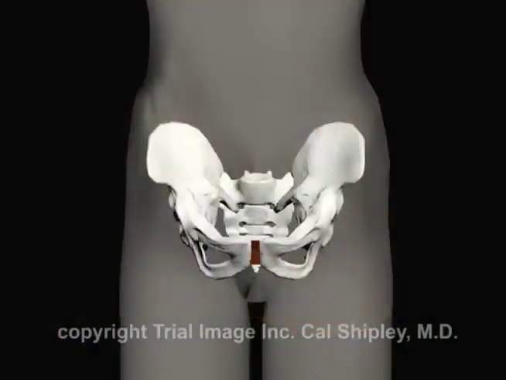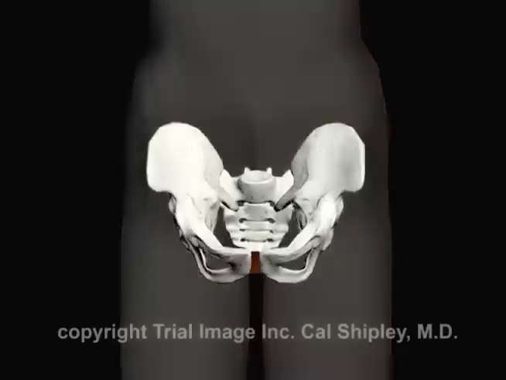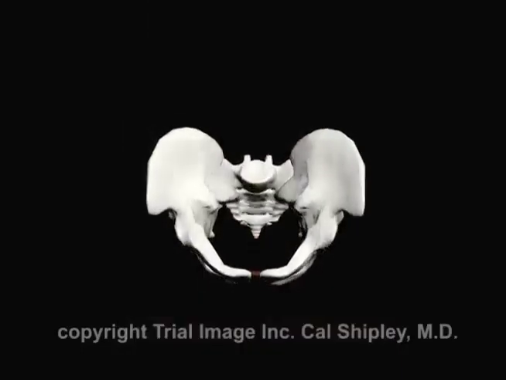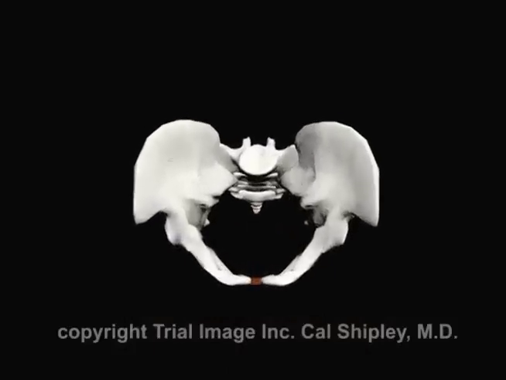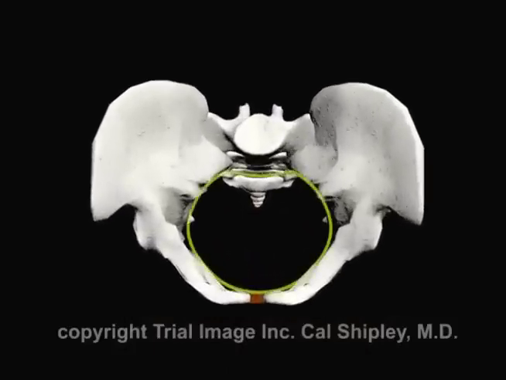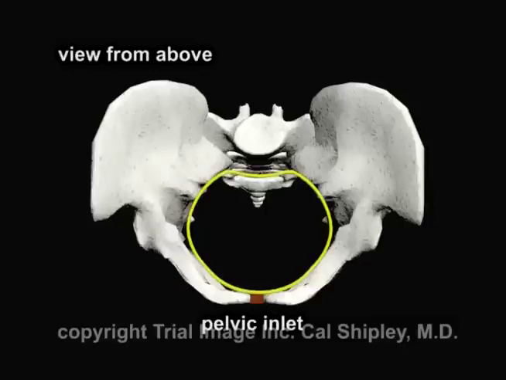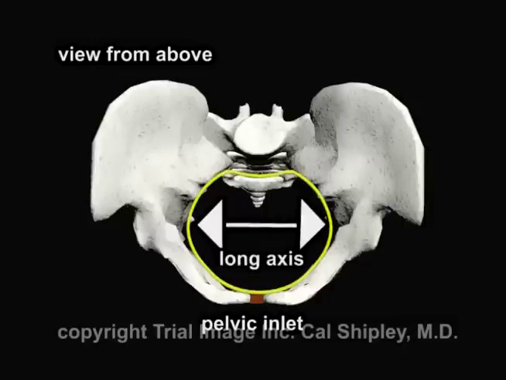In relation to how the cardinal movements facilitate passage of the fetus through the birth canal, it is important to note one key anatomical difference between the pelvic inlet and the pelvic outlet. Viewing the pelvis from above, the yellow line highlights the outer border of the pelvic inlet. The long axis of the pelvic inlet goes from left to right. In other words, the pelvic inlet is wider than it is deep.